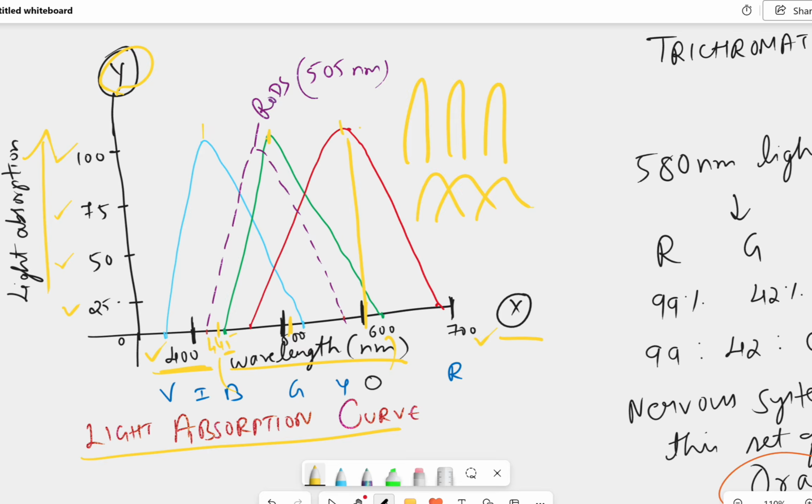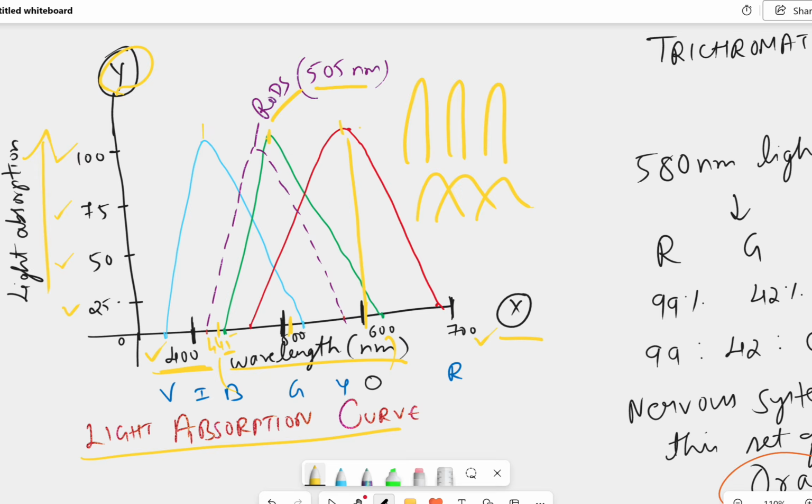There is another dotted line that represents the rods curve, and rods mainly respond around 505 nanometers. Rods are more sensitive in dim light, that's why they are mainly responsible for scotopic vision, and rods do not contribute to color vision. Remember, that's why in dim light everything appears grayish, because the cones are not responding. It's only in dim light that the rods are responding.